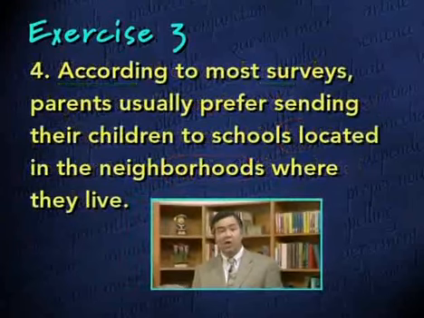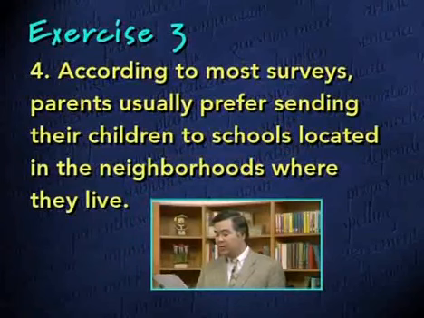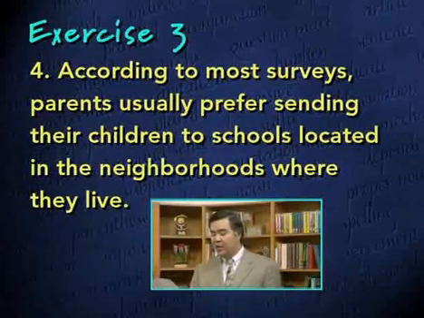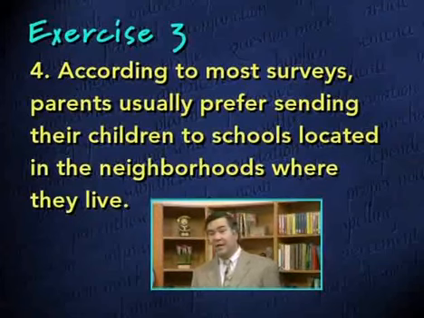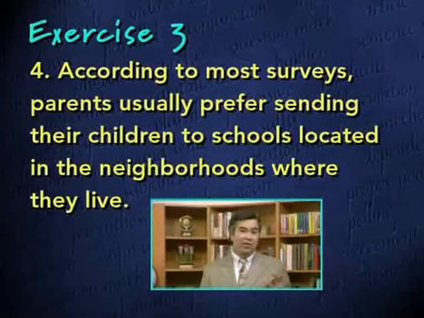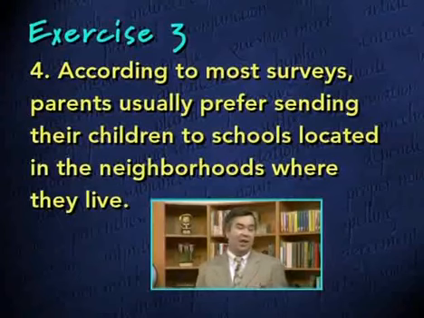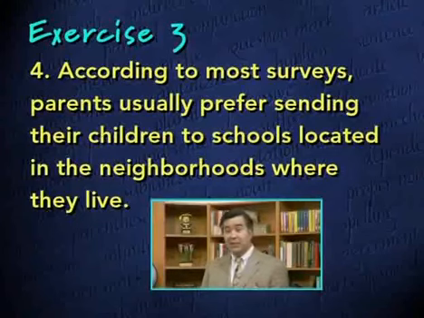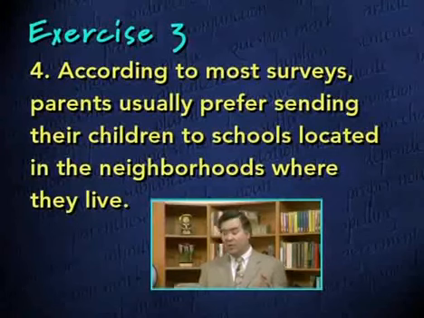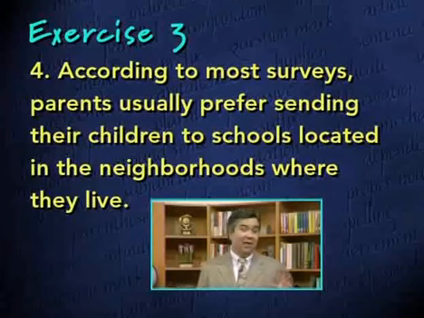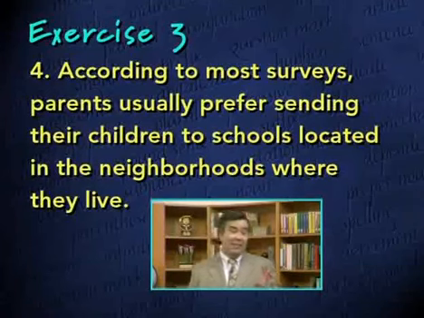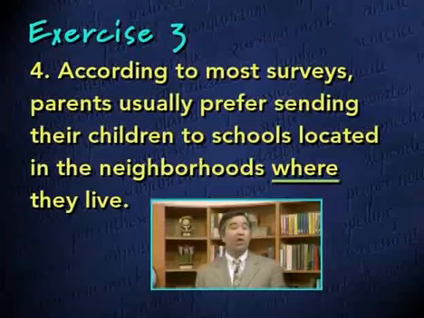Our next sentence. According to most surveys, parents usually prefer sending their children to schools located in the neighborhoods where they live. Well, there are two clauses here, and the second clause is introduced by a subordinating conjunction. Remember that a clause is any group of words that includes a subject and a verb. And this sentence ends with the clause, where they live. That's a subordinate clause. It contains the verb live, the subject they, and it begins with the subordinating conjunction where.